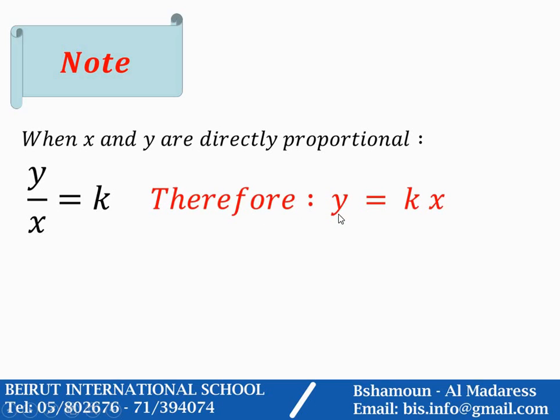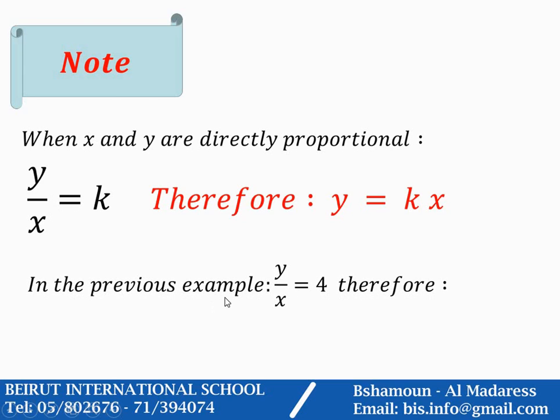And you can write it as y equals kx because you can do k over 1 and you do extreme by extreme equals mean by mean, or cross multiplication, you get y equals kx. In the previous example, y over x was equal to 4. So you can write it as y equals 4x as a relation between x and y.